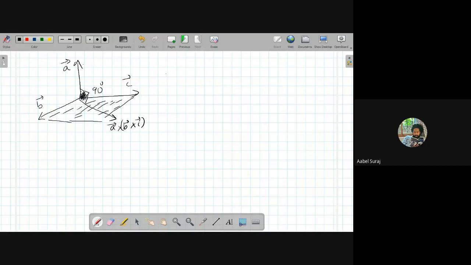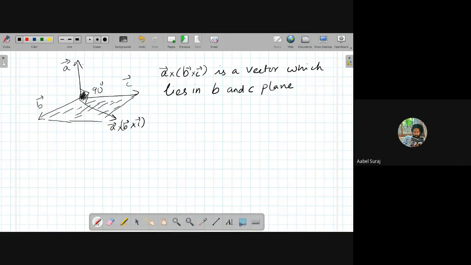So A cross B cross C is a vector which lies in the B and C plane, and which is perpendicular to vector A. So this is the idea of A cross B cross C. And if it is something else, like B cross C cross D or C cross D cross something else, we'll do it accordingly.